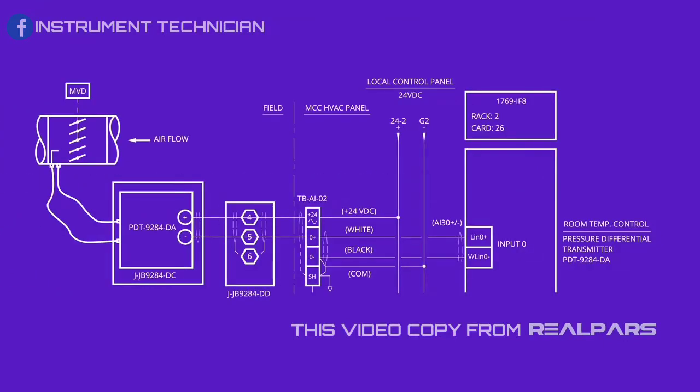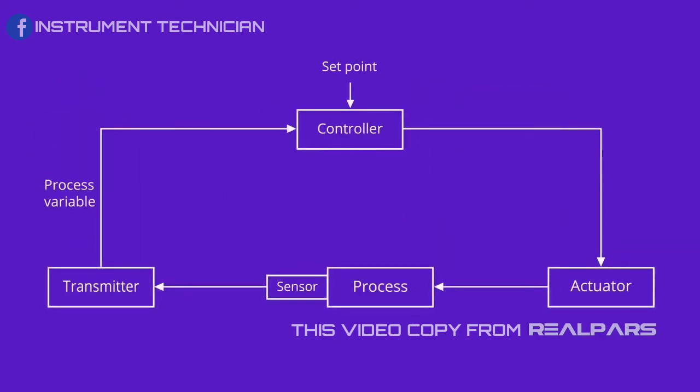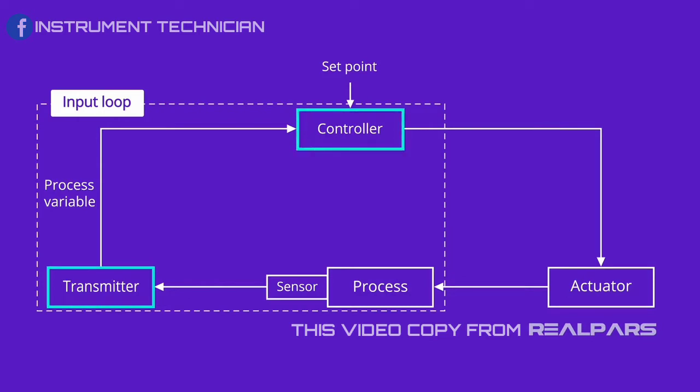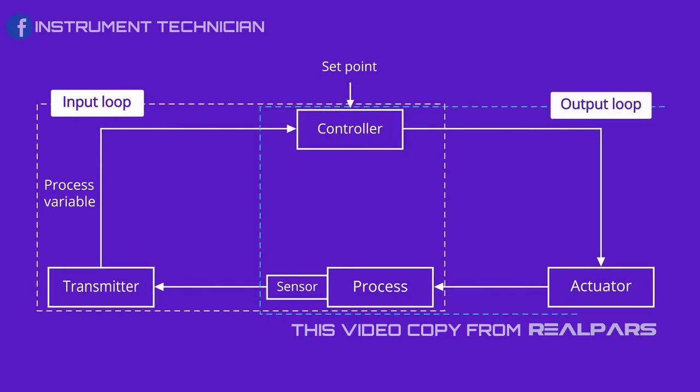In this video, we're going to explain how to read analog input control loop diagrams. Every industrial control feedback system has two loops, an input control loop and an output control loop. The analog input loop consists of two major devices, the transmitter and the controller. As you can see, the controller is part of both the input and the output loops.